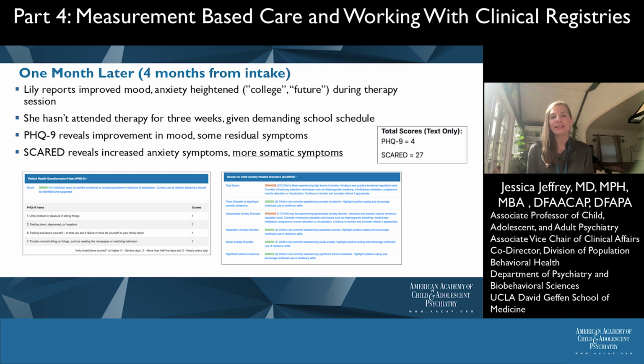Okay, now at 4 months from intake, another month later, we see that Lily reports overall her mood is improved. Her PHQ-9 is staying stable from the month prior at 4, but her anxiety seems like it's gone up again, so she's flagging a higher score. We learned that she's been thinking a lot about college and the future, and discussing this a lot during the therapy sessions. But she hasn't attended therapy for 3 weeks, and she's had a really demanding school schedule over the past 3 weeks. The PHQ-9 reveals an improvement in mood, as I mentioned, with some residual symptoms, but I just want to point out for the SCARED, we saw an overall increase in score, with some more somatic symptoms coming up.